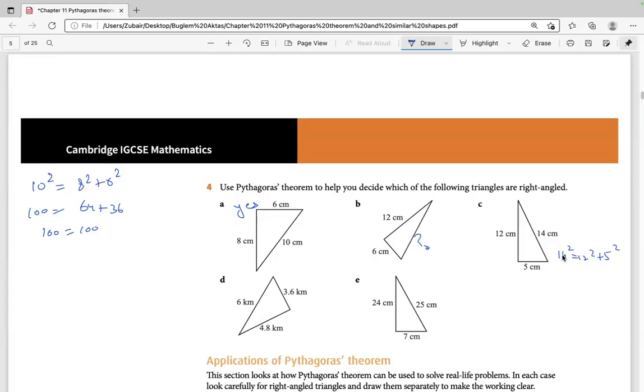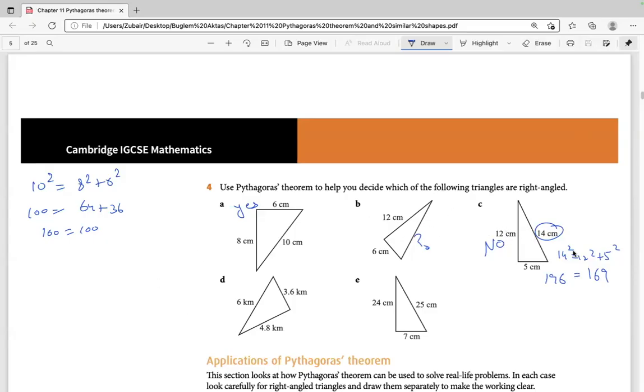It should equal 196, but it equals 169. We are still checking it, but we already knew that with 12 and 5, the side should have been 13 for it to be a right angle triangle. So this is 169 on the left hand side and 14 squared is 196. So that's a no.